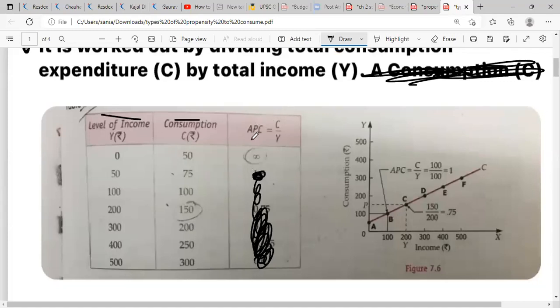You have to find APC. So your APC formula is C divided by Y. So what is C? 50 divided by 0. So the answer is infinite. Here you will be solving it. 75 divided by 50. 100 divided by 100. 150 divided by 200. You will find this. And once you are done, you will let me know. Clear, Halima and Mahdi? Yes, ma'am.